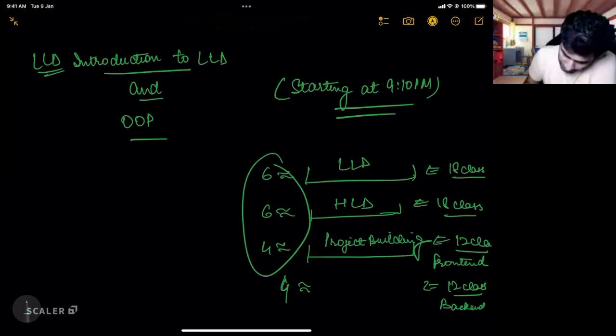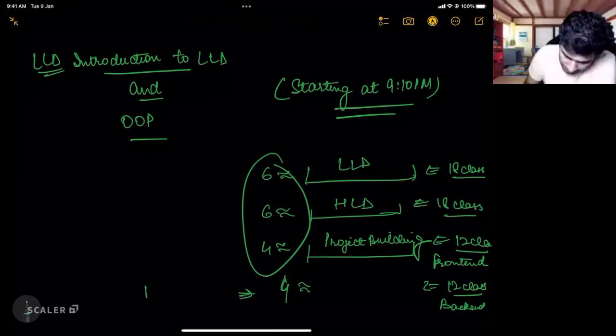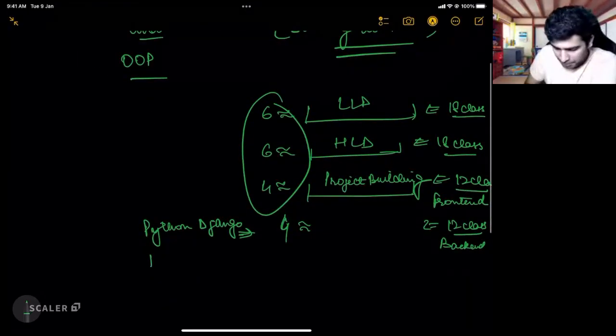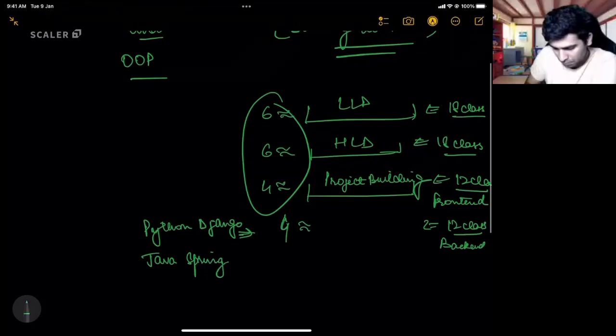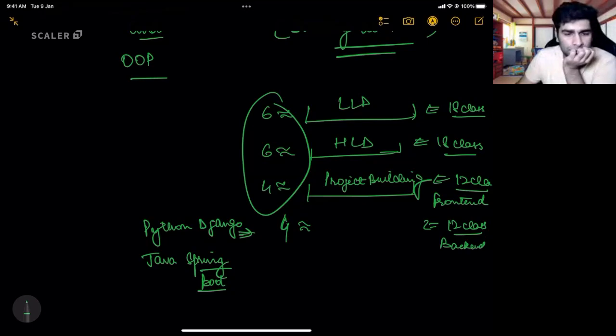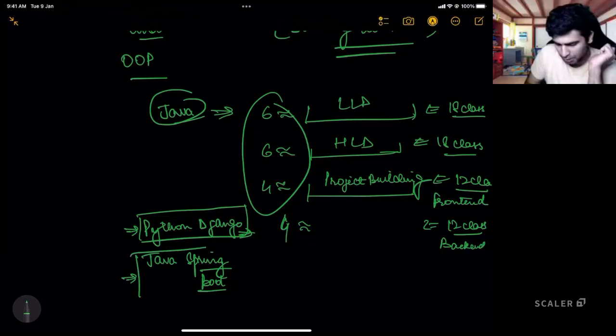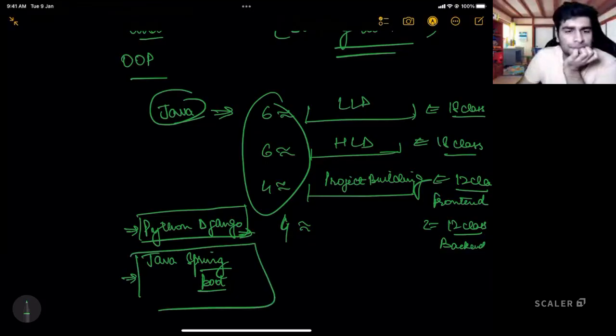Backend is in two languages: Python, which is using Django, and Java, which is Spring Boot. These two things. LLD classes are going to be in Java. By the way, for Django, I think there is recorded material. Live classes are going to be there for Spring Boot. So I think this is the difference between these two.